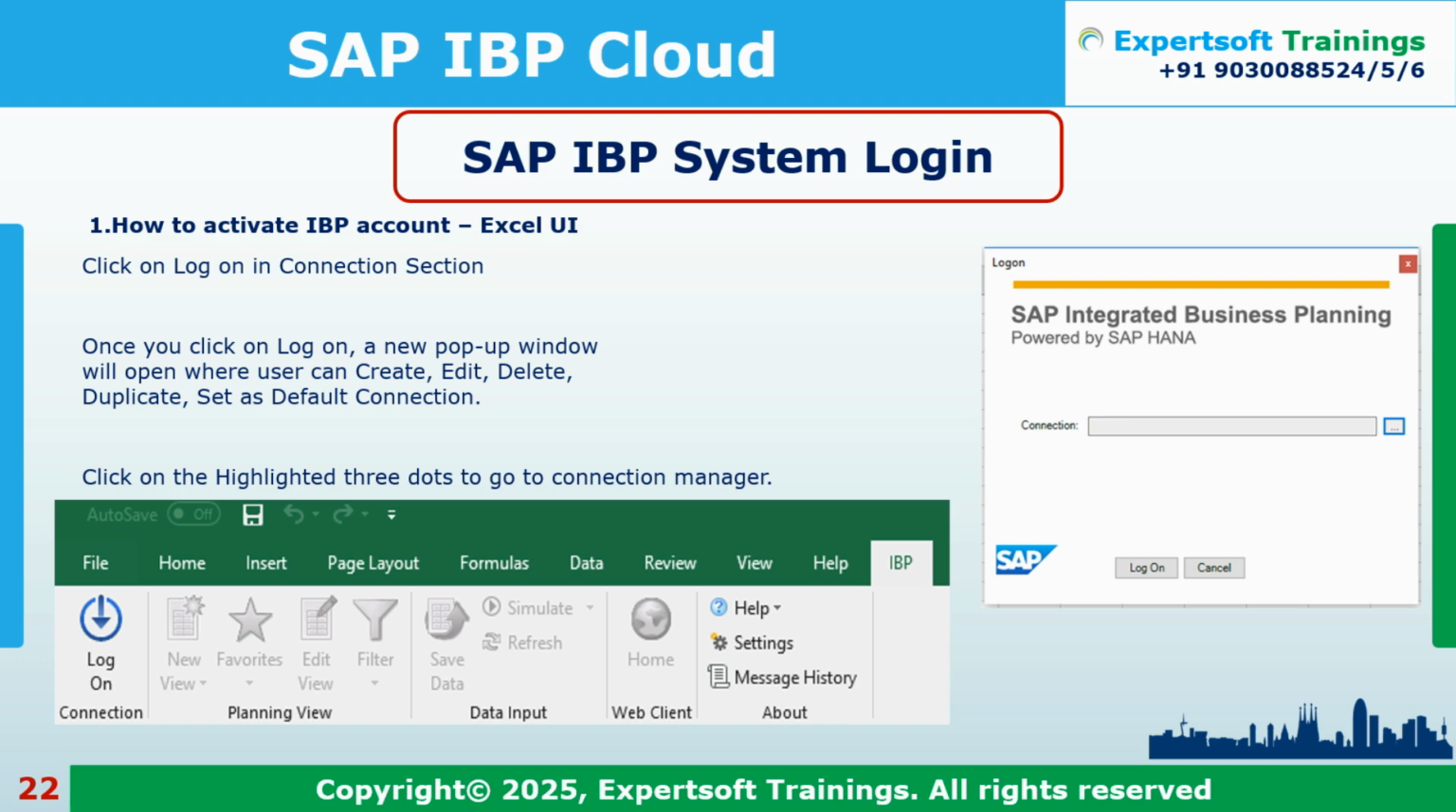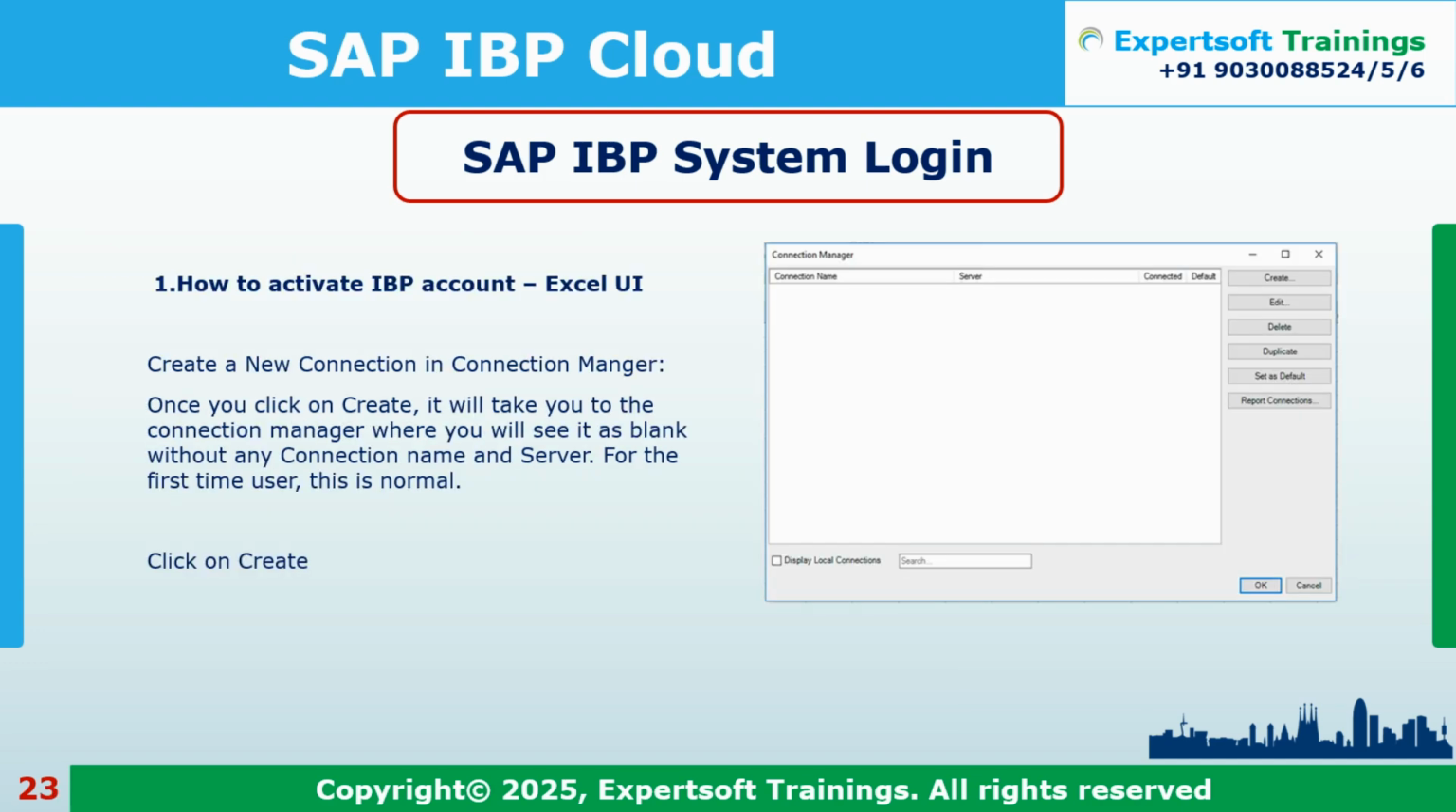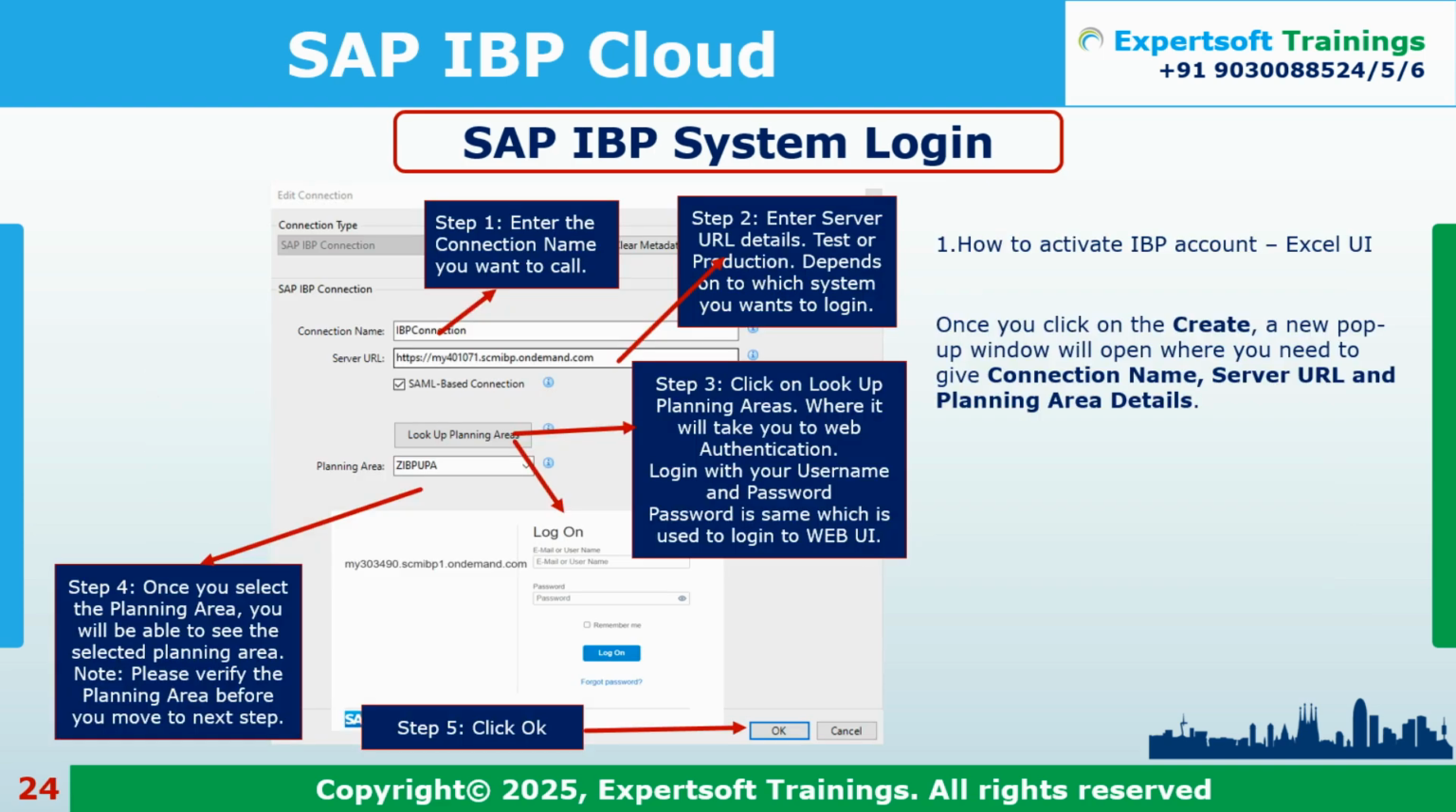There is a three-dotted button here, right? You need to click on the three-dotted button. If you click on it, the connection manager will open. From the connection manager, you need to create a connection. Here, if you click on create, this is how it looks. There you need to provide the IBP connection and the URL, and the respective planning model you need to choose. More about the planning model we'll see in the coming sessions.